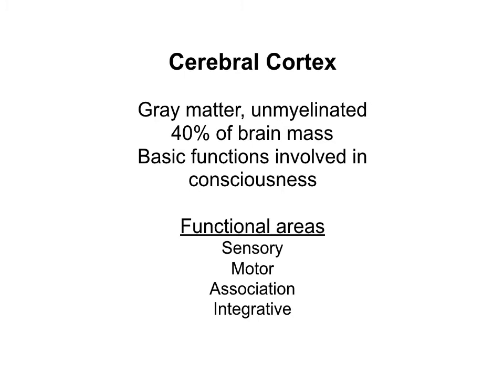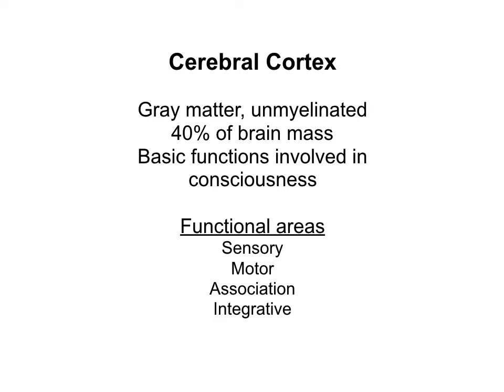Association areas are a little bit more complex. Association areas have the ability to interpret incoming data. So they actually can take the information from your sensory area and put meaning to it. They can tell you what the sensation meant. They also have the ability to coordinate motor responses. So they can create a very complex plan, send that plan to the motor areas, and then the motor area sends the signals to the muscles that are involved.